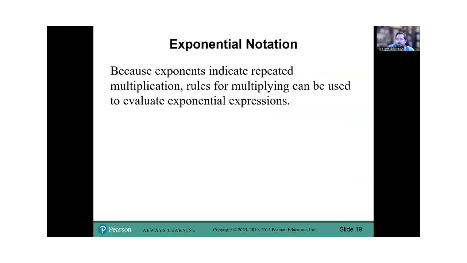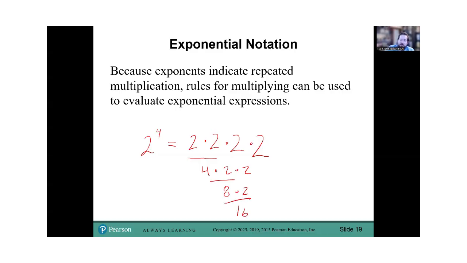In exponential notation, the exponents just indicate repeated multiplication. So for example, 2 to the 4th means 2 multiplied by 2 multiplied by 2 again, multiplied by 2 again. So if I wanted to evaluate, I can rewrite this out, and then I take 2 times 2, which is 4, times the next 2, which is 8, times the next 2 gives me 16.